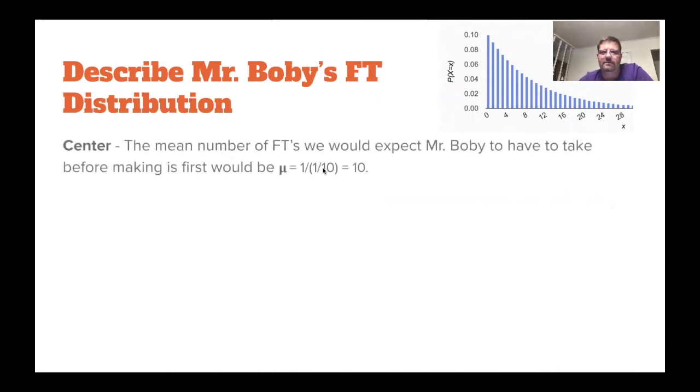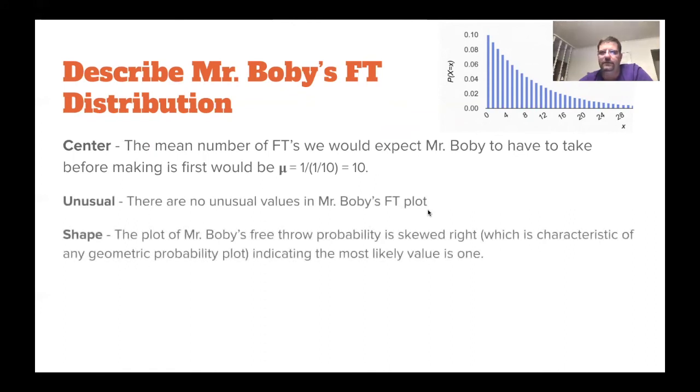The center we talked about, the definition would be 1 divided by the probability of success. So that mean would be 1 divided by the probability of success, which is 1/10 or 0.1. So 1 divided by 0.1 is 10. And on average, if we did this many, many times, went to the gym and had me start shooting free throws many, many times, it would average out to be about the 10th one where I made my first free throw. There's nothing unusual. The graph is skewed to the right.